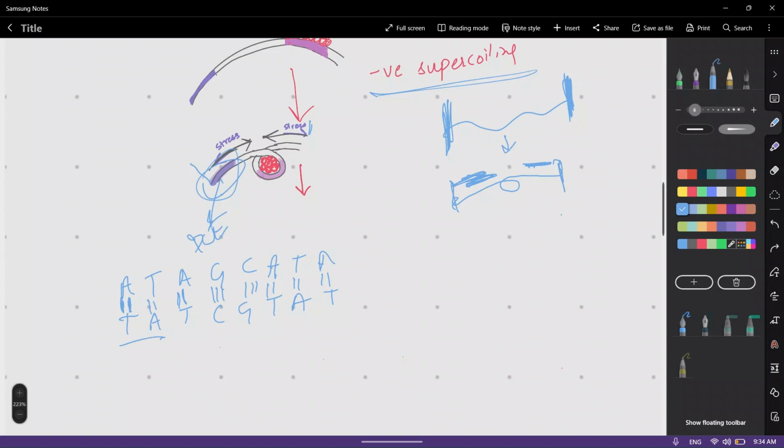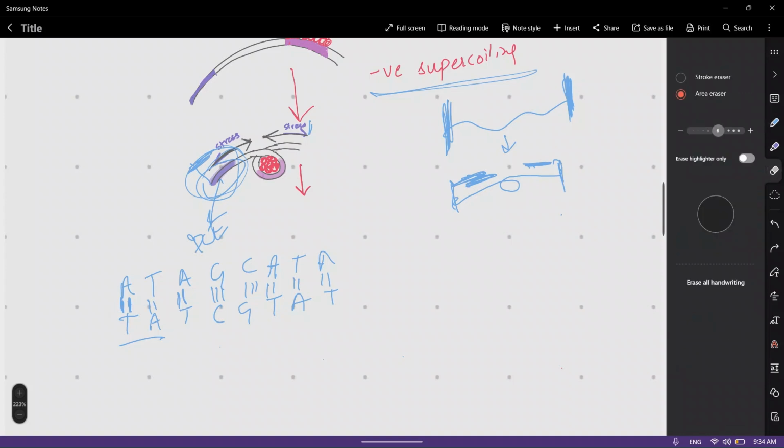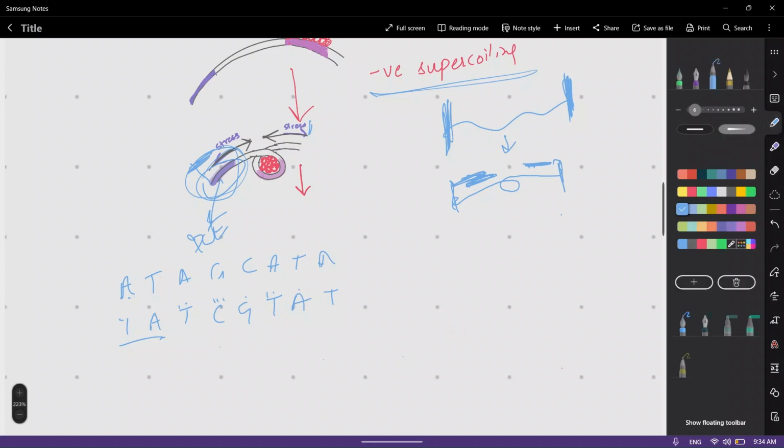Because of this, even with slight stress towards this DUE element, these bonds will kind of snap off. These hydrogen bonds break. And this will in turn result in the formation of an open complex kind of structure.